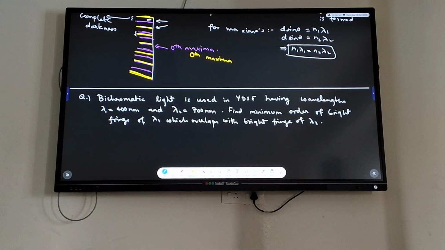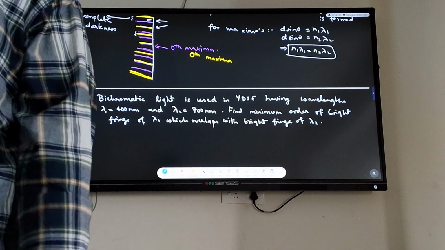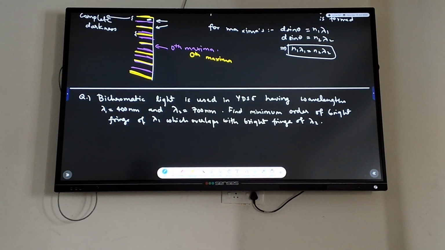What does it mean? The seventh maximum of first wave. Sir, N1 is 4. N1 is 4 and 7th bright fringe of something is overlapping on the 4th bright fringe of something. ऐसा बोलो ऐसा. तब आंसर आता है.